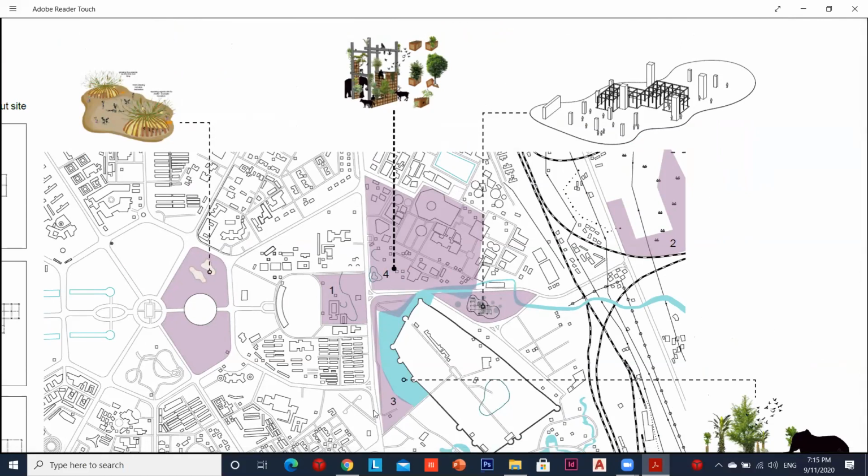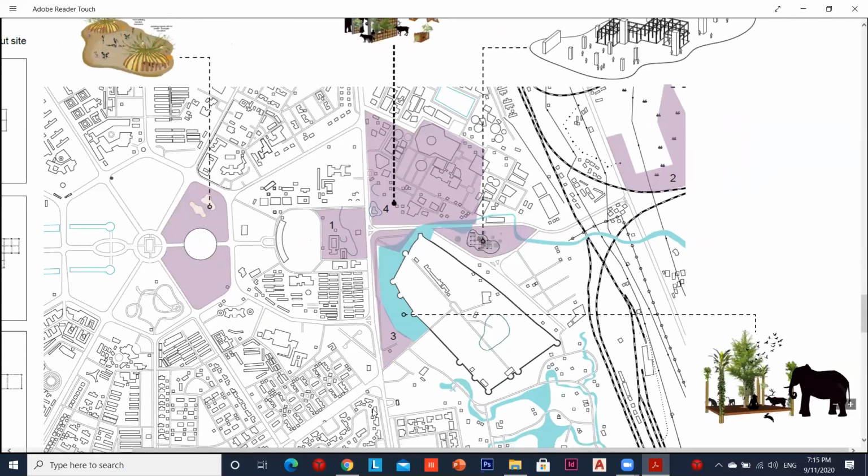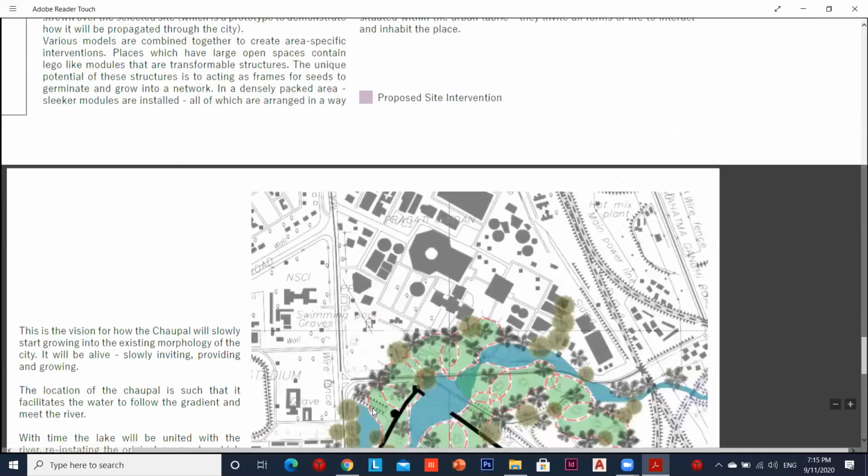Where it is extremely dense, we would just make a subsurface kind of intervention. And where we have open spaces, we would have more of the superstructure, and there would be more interaction. So the various modules have been designed keeping in mind the site, the various opportunities the site gives us. If anyone wants to pitch in from the group, please do so.